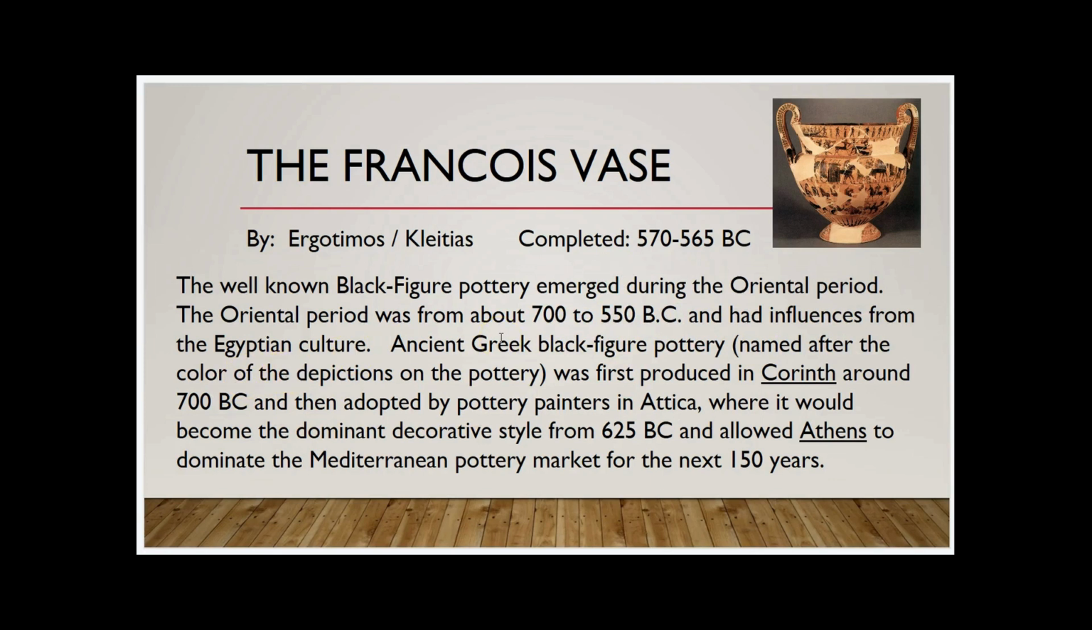The ancient Greek black figure pottery, named after the color of the depictions on the pottery, which we just said because they're black, was first produced in Corinth, which was a very pagan city as well, around 700 BC, and then adopted by pottery painters in Attica, which is what we're talking about, where it would then be the dominant decorative style from 625 BC, and allowed Athens to dominate the Mediterranean pottery market for the next 150 years. And that's when this piece came to play, at one of the heights of the popularity of this type of pottery.